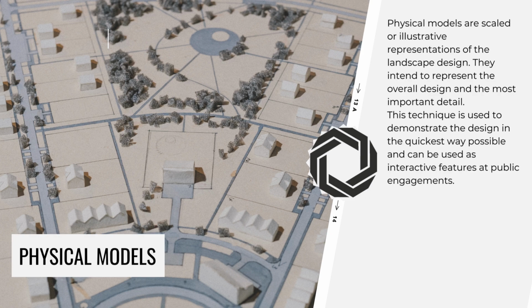So the whole purpose of the physical model technique is to show the design in the quickest way possible. And it's also important that models are not always final representations of the process, but can be used to show different stages of actually building a design as changes happen.